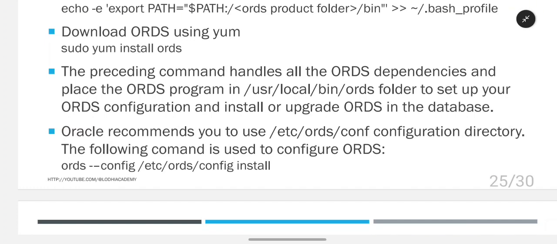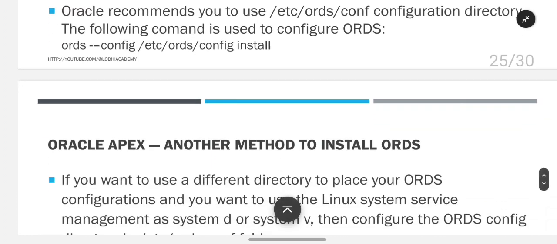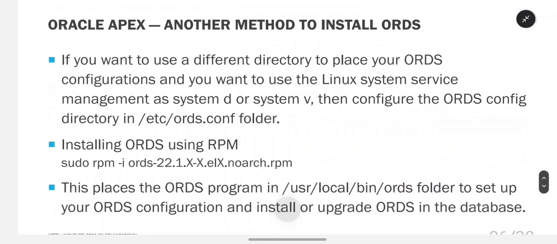the /etc/ords/config configuration directory. The following command is used to configure ORDS: ords --config /etc/ords/config install. Before, we did installation through Java, that was for old versions. For new versions now, ORDS is installed by this command: ords --config /etc/ords/config install. If you want to use a different directory to place your ORDS configuration and you want to use the Linux system service management such as systemd or System V, then configure the ORDS config directory in the /etc/ords.conf file.